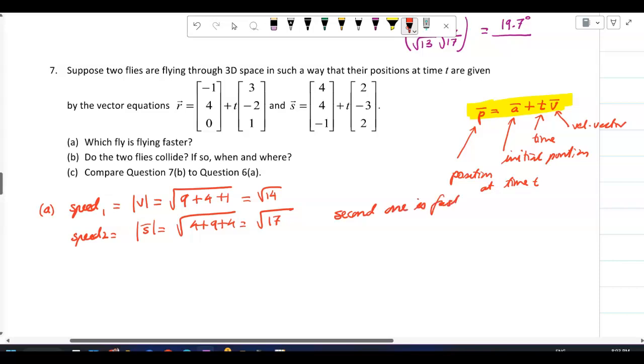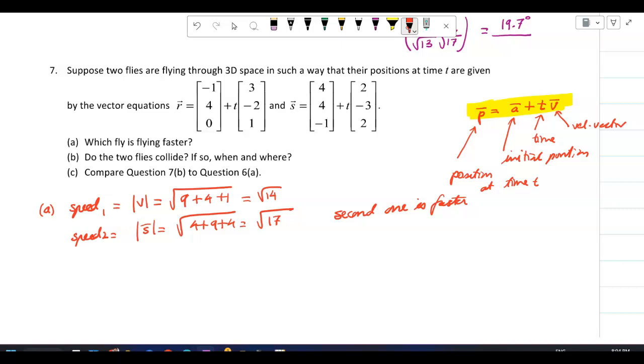With calculator also you can just get the decimal. You use the same thing on the calculator also. You will do the root and write the decimal. Okay. Now, do the two flies collide? If so, where and when? They won't collide, that's all. How do you know? You have to show it mathematically.